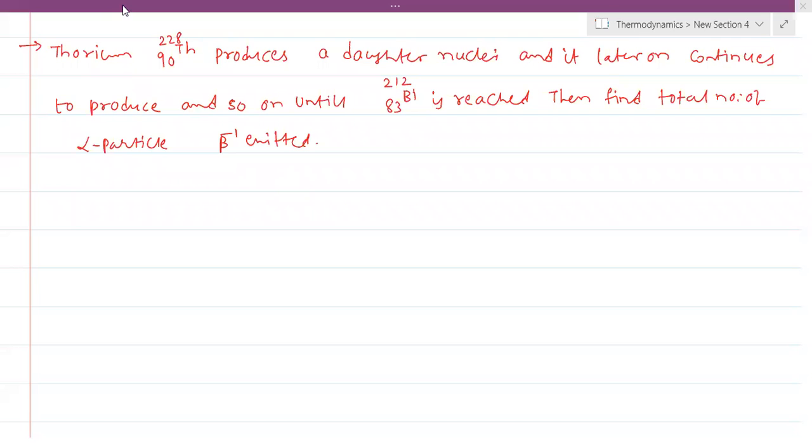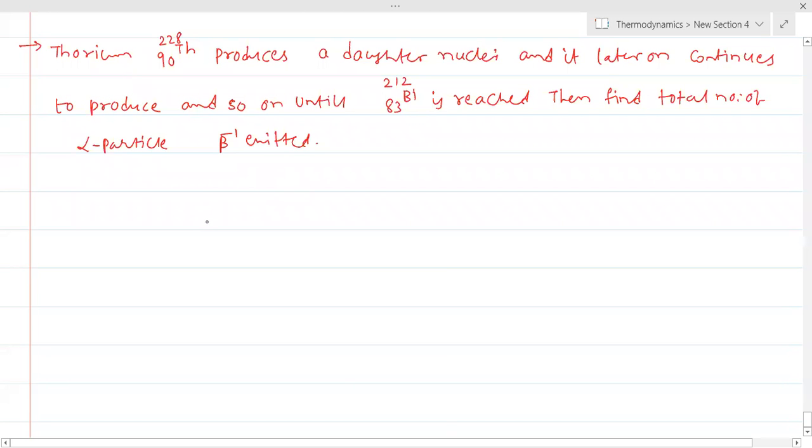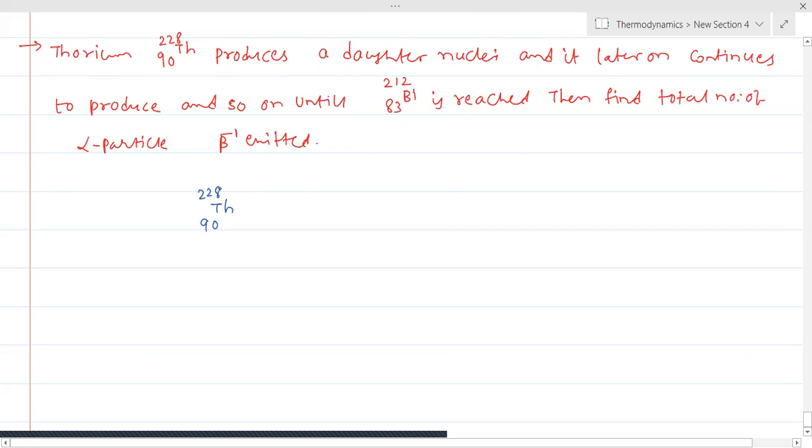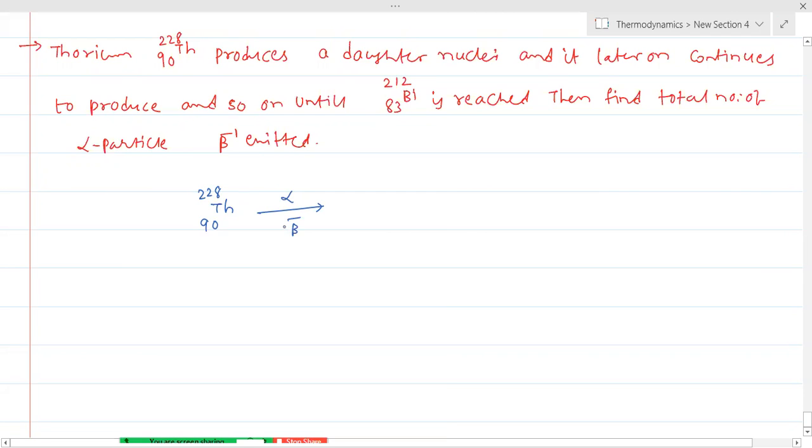In the given problem, we are taking 90 thorium 228. After the emission of alpha as well as beta minus particles, we have a number of alpha particles emitted and a number of beta minus particles emitted. Then finally we get 83 Bi 212.